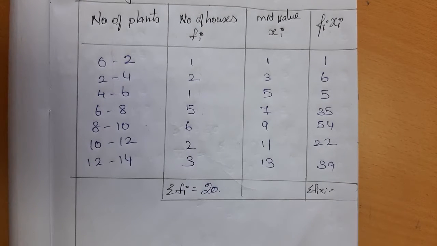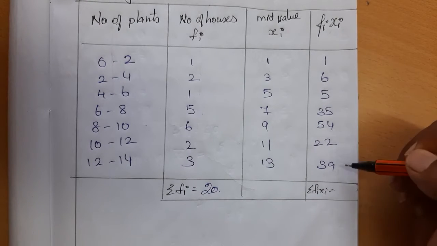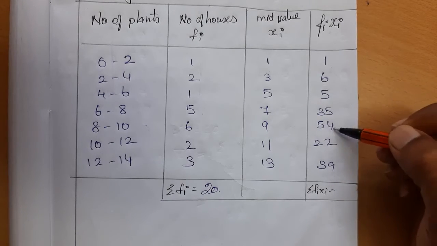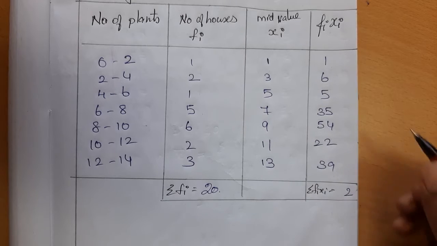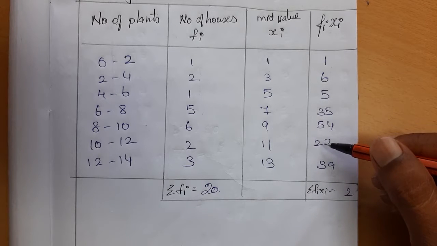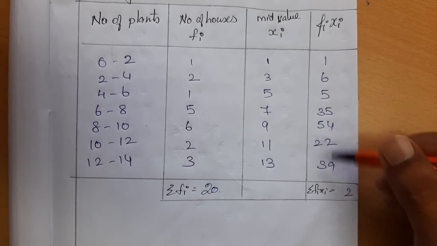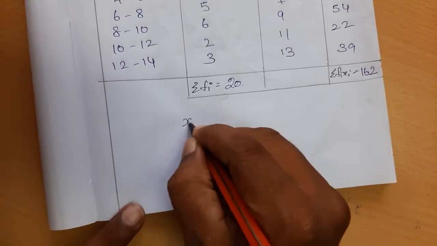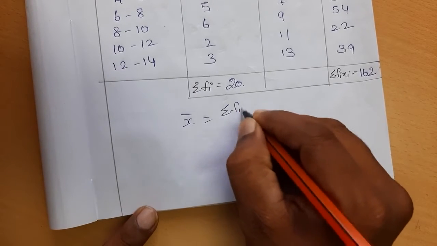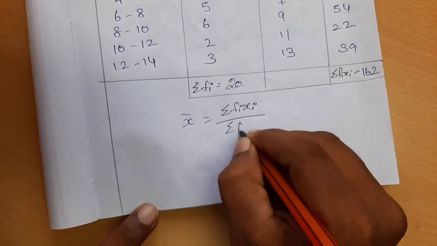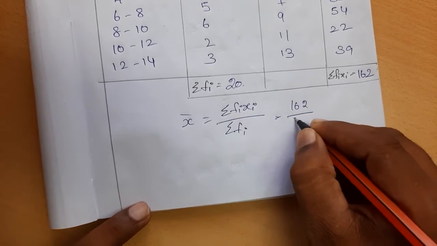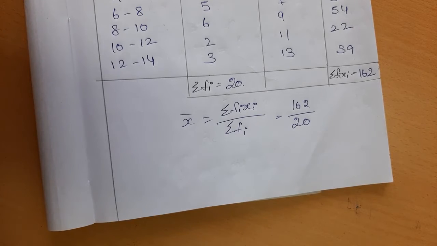And now we have to add and find the sum of fi xi, right? So that is 162. Then we can substitute in the formula. So mean is equal to sigma fi xi by sigma fi. Sigma fi xi is 162, which is divided by 20, right? So we have to divide and find.